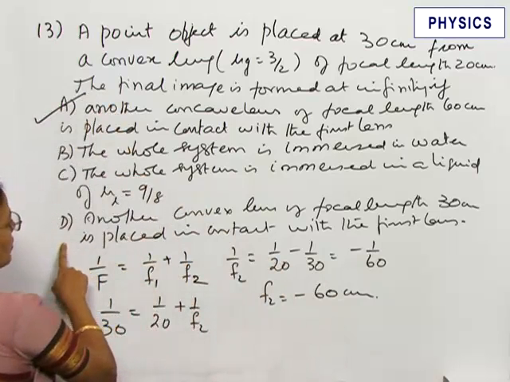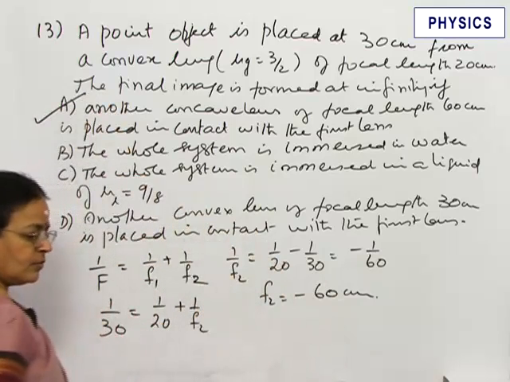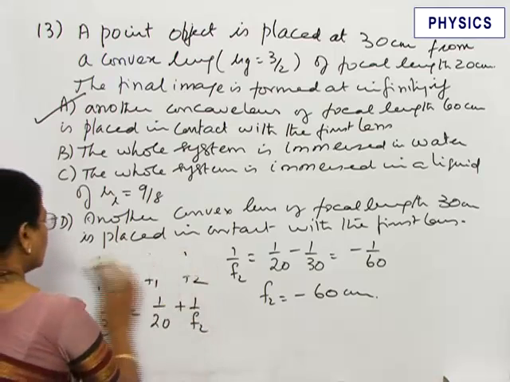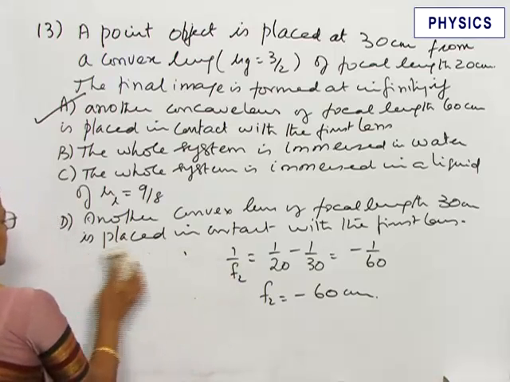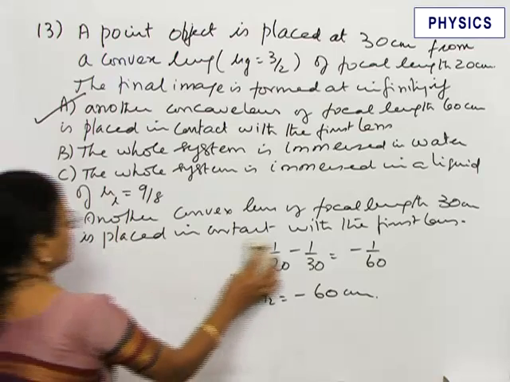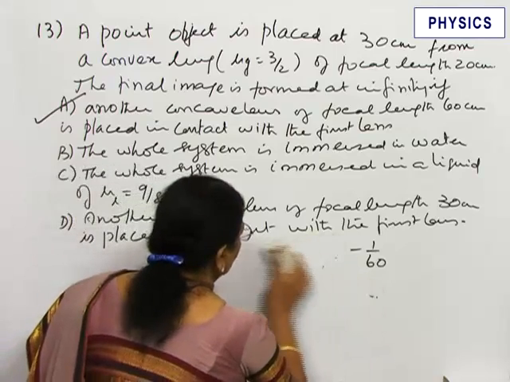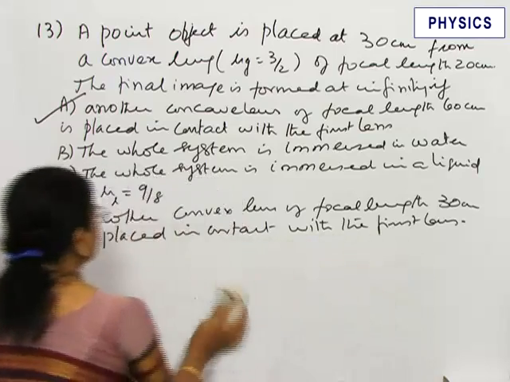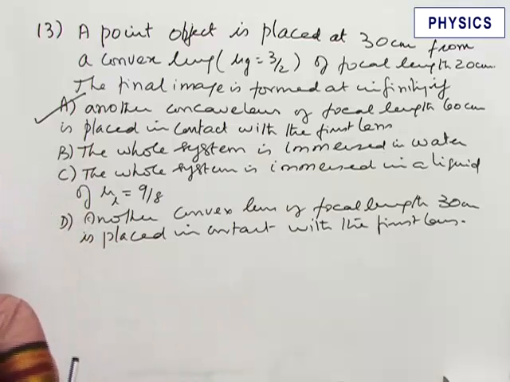And D is wrong because D is a convex lens. When you combine convex lenses, what happens? The focal length will further decrease. So that is not possible. So D is wrong. Now you can also increase the focal length by immersing the lens in a given liquid, right?